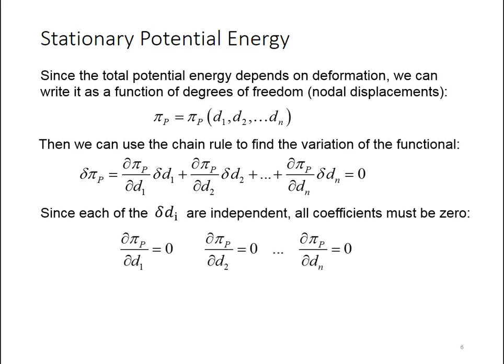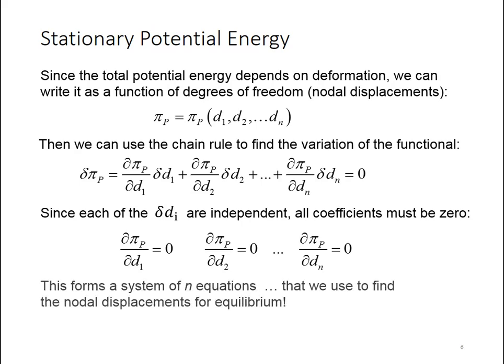But because each of those variations are independent of each other, they can't be all 0, and they can't be related to each other in such a way as to become 0. They are independent. So we need to say that each of the coefficients of the variations must independently go to 0. All of them must be 0. So in other words, the derivative of pi p with respect to every degree of freedom must be 0 in order for the variation of pi p to be 0.